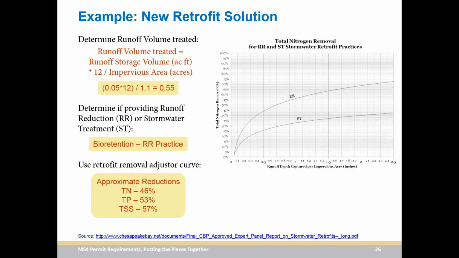and determine whether or not your practice will be runoff reduction or stormwater treatment. In this case, we're doing a bioretention cell, so that's going to fall under the runoff reduction practices. From there, you'll use the 3 different curves to determine the removal rates. In this case, the retrofit will provide about 50% reductions for each of the targeted pollutants.